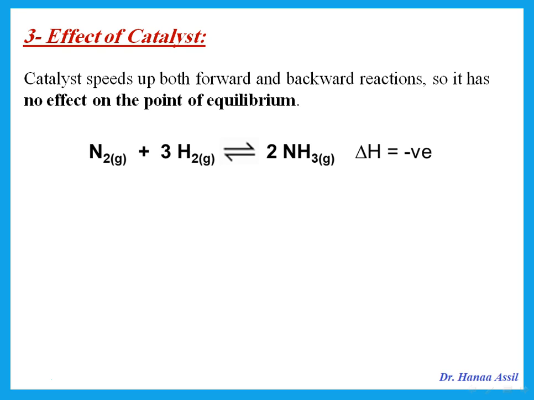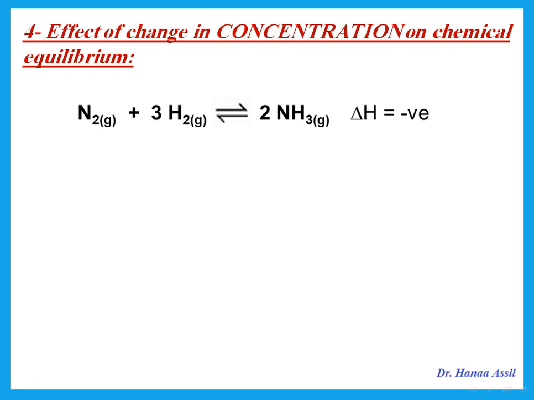What about if I add a catalyst? Well, we know that a catalyst speeds up a reaction. For a reversible reaction, it speeds up both forward and backward reactions. So actually, it would have no effect on the point of equilibrium. It will not favor forward or backward. It will speed up both forward and backward, and that means we will reach equilibrium faster, but it will not favor forward or backward.